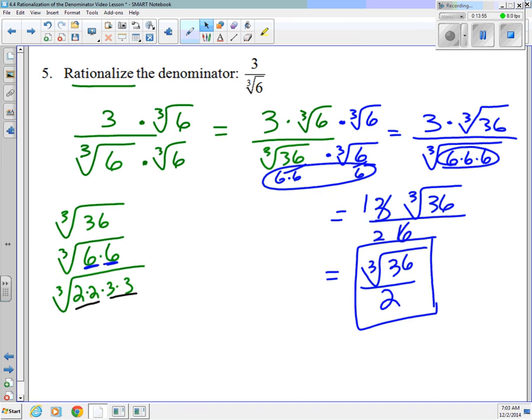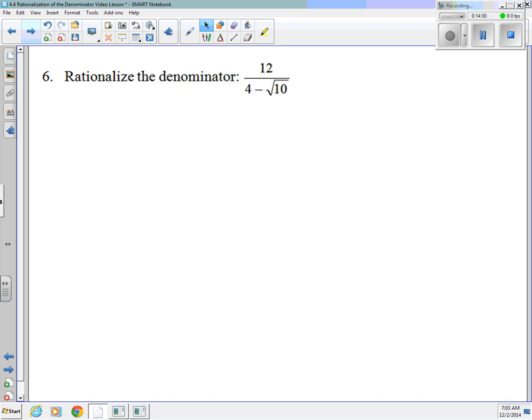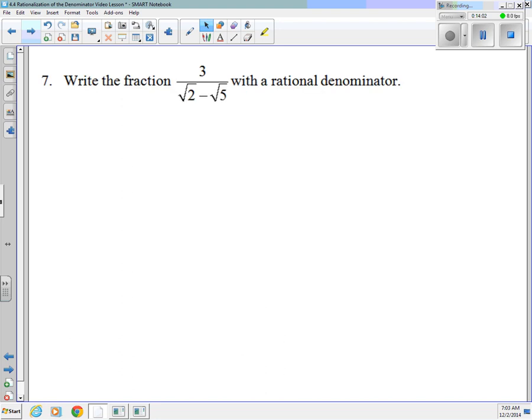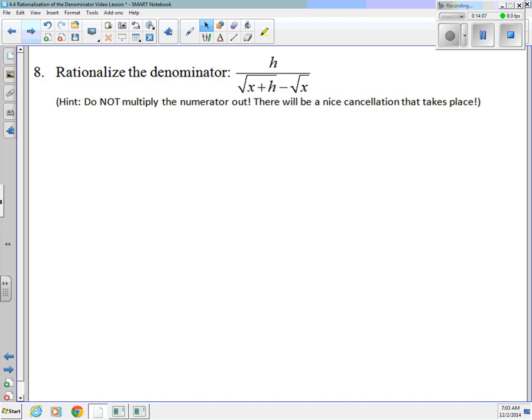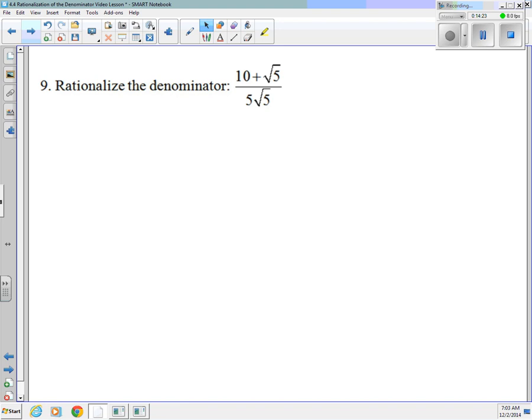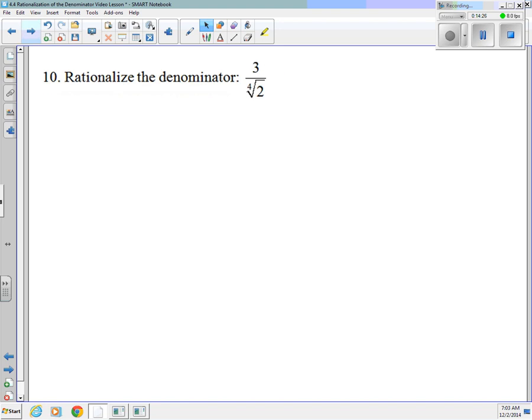All right, so on this video, I just want to kind of run you through some of the problems. 6 is straightforward. 7 is straightforward, but you have some simplification to do at the end. 8 really comes from calculus. It's just with letters. My hint is do not multiply the numerator out. So when you're going to multiply the numerator by a quantity, don't multiply that out. You'll get a very nice cancellation. Number 9 is straightforward. Number 10, you may have to think because I'm asking you to rationalize the 4th root of 2.